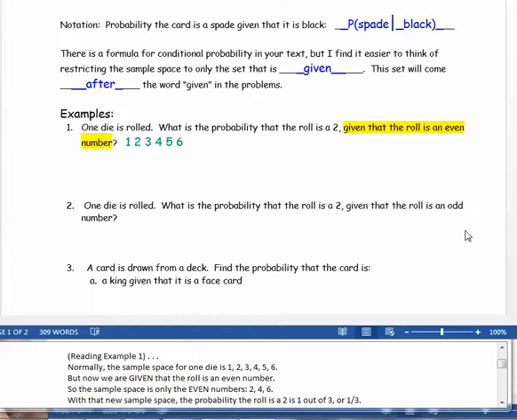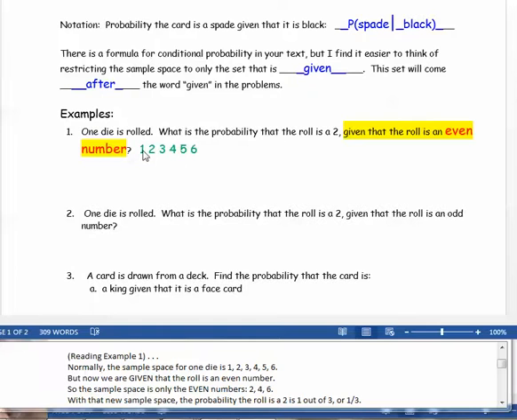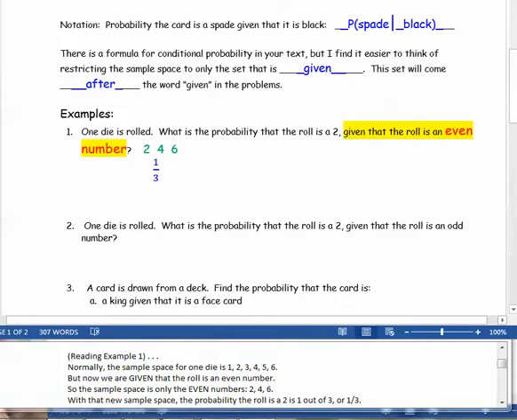So the sample space is now only the even numbers out of this group: 2, 4, and 6. Take out the rest. There's my sample space. So now when I want the probability that the roll is a 2, it's only out of this sample space, so it's 1 out of 3. So 1/3.